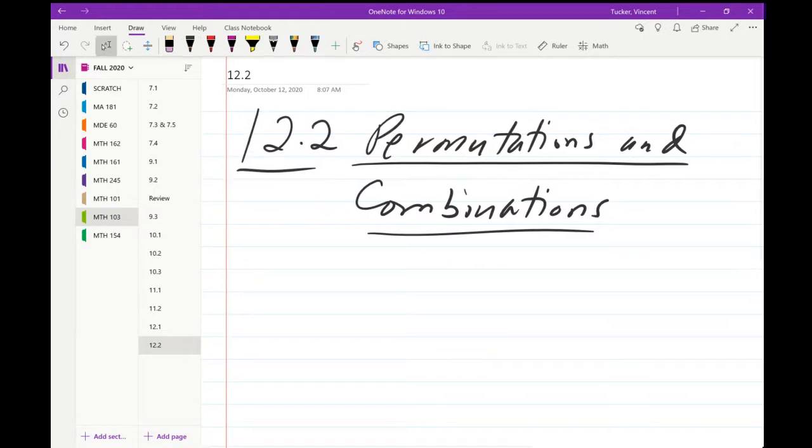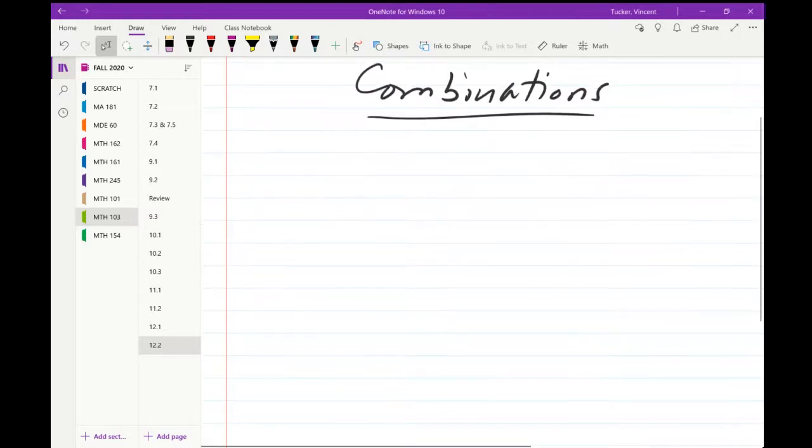All right, so 12.2 is on permutations and combinations. We start off talking about factorials.